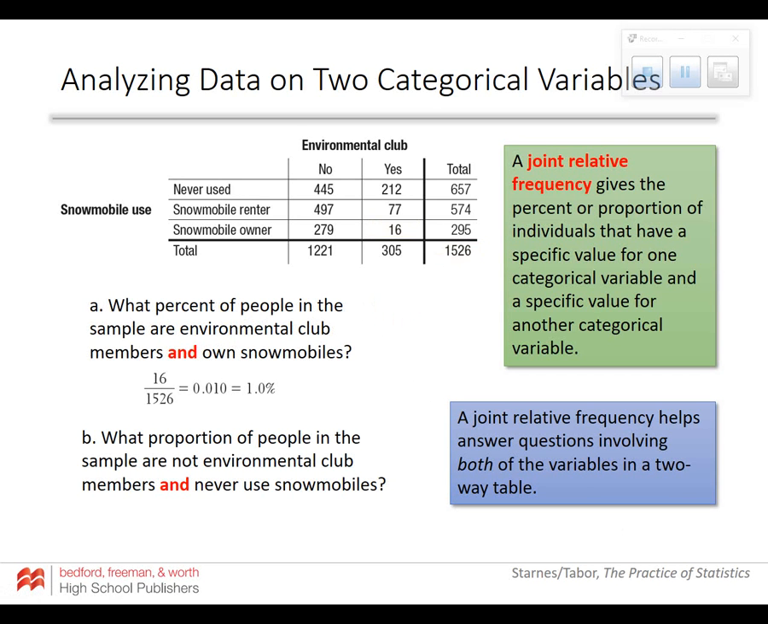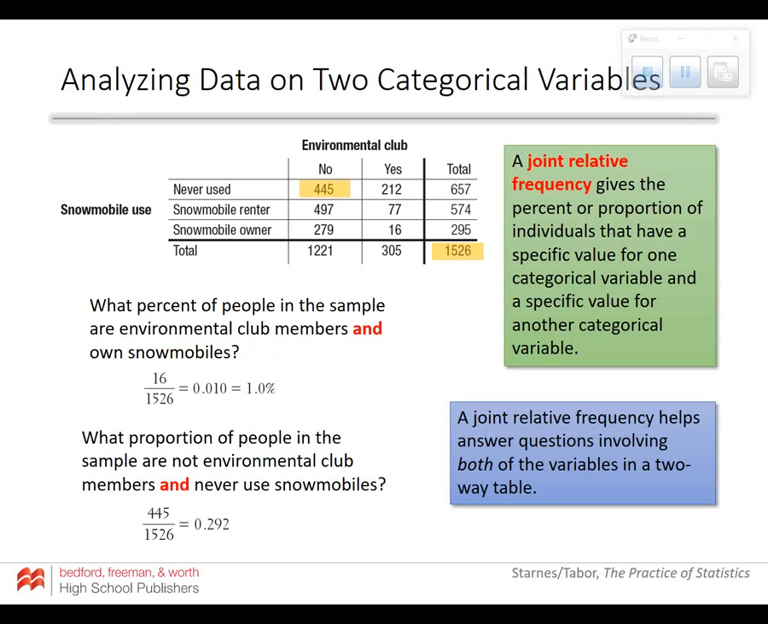So with your neighbor real quick, answer the next question. What proportion of people in this sample are not environmental club members and never use snowmobiles? Okay, so if we look at the proportion that are not environmental club and never use snowmobiles, then we're talking about 445 that are in both categories, no and never used, out of the total. Everybody okay with that? Okay.